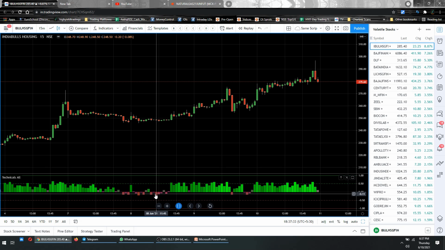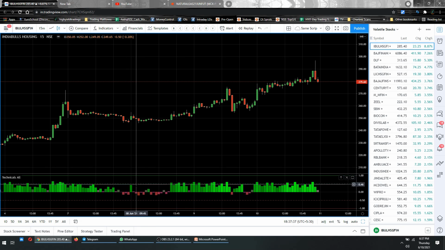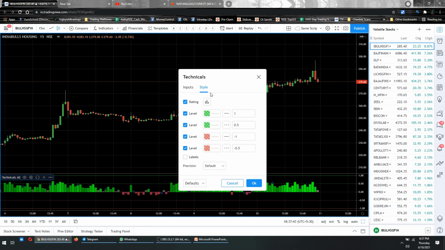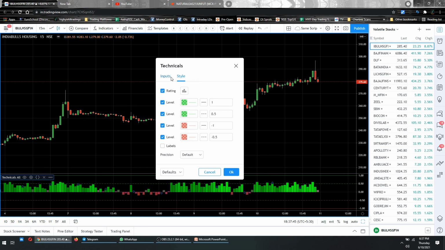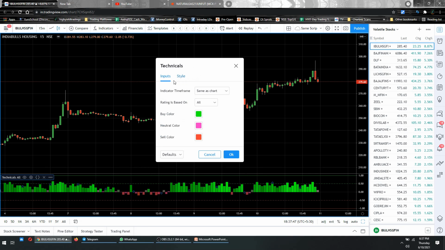Okay, so yeah, you have to click on technical ratings, and that is how it will get plotted on the chart here. Now if I take you to the settings here, you can see inputs and style. These are the two tabs that we have here. If you go to inputs, you don't have to change anything at all. The changes that I have made are with the colors.